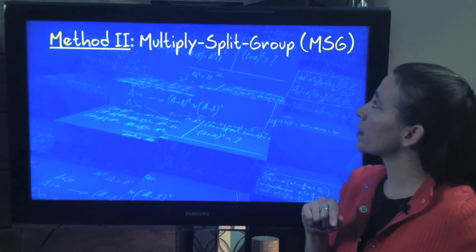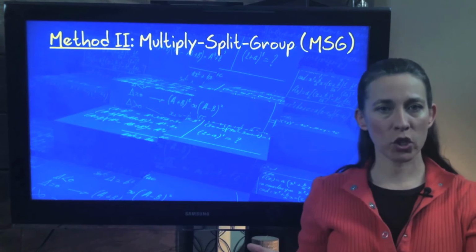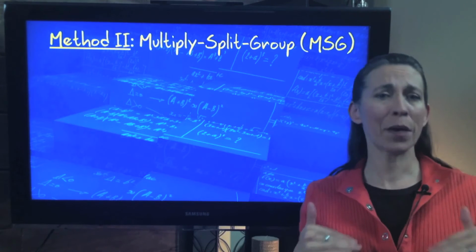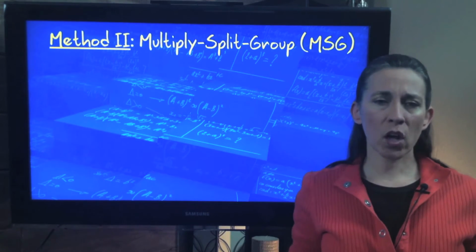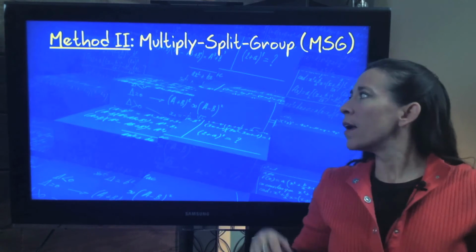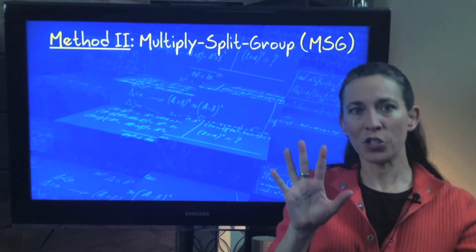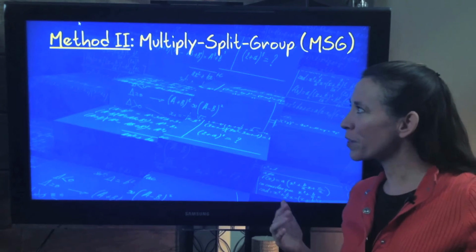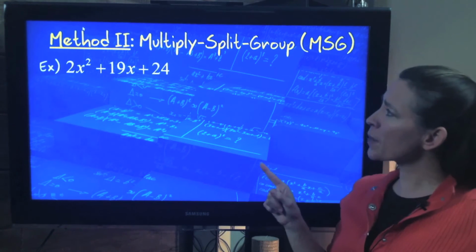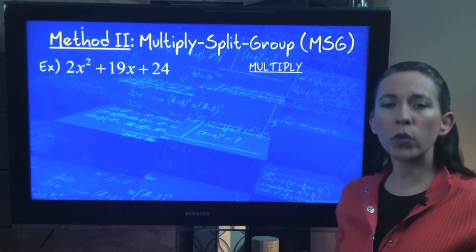Now, the second method, the multiply, split, and group, or MSG, I kind of made up that name because it sort of describes the steps of what you do. Some books call it the AC method or the multiply method, or you may be using a diamond method, but they're all the same thing, just so you know. But I call it the multiply, split, and group because it's easier to remember. So we're going to use the same example. Now let's look at the multiply step.